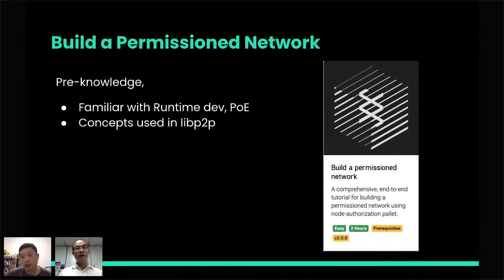So this is our topic today. Building a permissioned network is pretty easy. You can achieve that in less than 2 hours. You need some prior knowledge before following this tutorial. Most of us are probably already familiar with runtime development, like you have been building a simple proof of existence pallet, and you have been adding another pallet to your runtime.